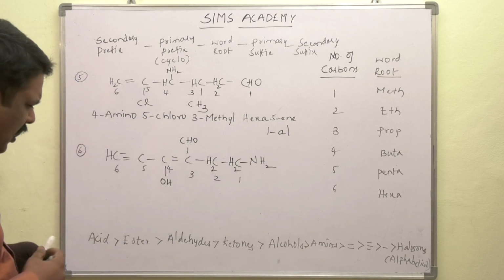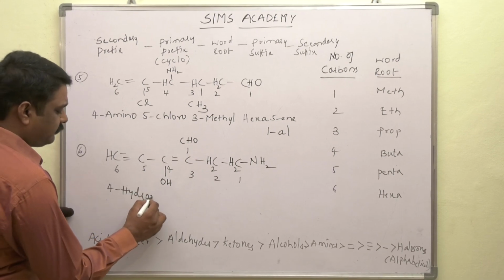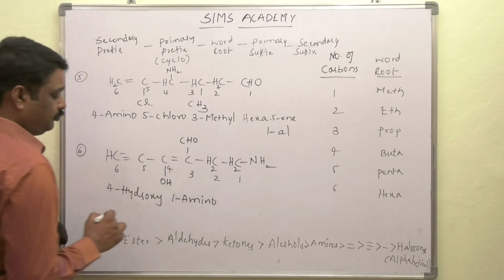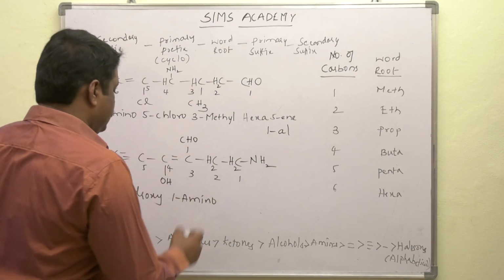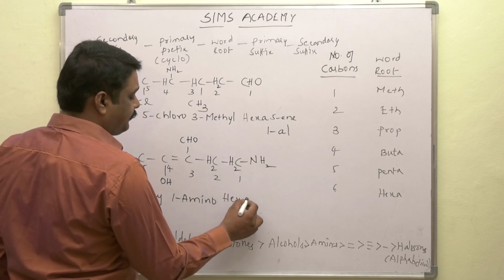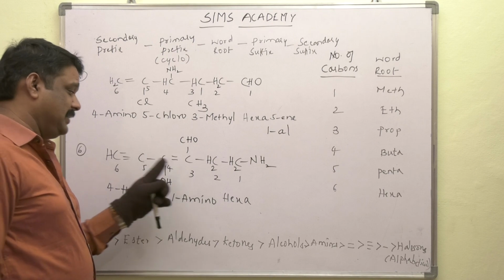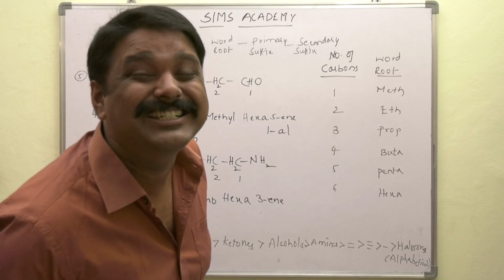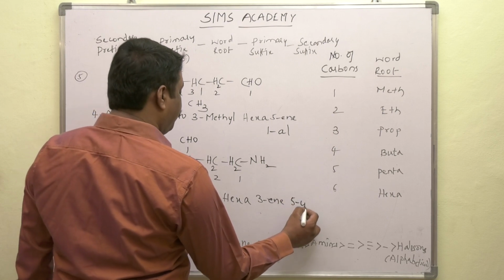Here, alcohol, that means 4-hydroxy. Next, 1-amino. No primary prefix because it is not a cyclic compound. Next, coming to the word root, we have 6, in the sense hexa. Double bond is present in between the 3rd and 4th carbon atoms. Hence, it is 3-ene. Next, 5 and 6 triple bond, in the sense 5-yne.